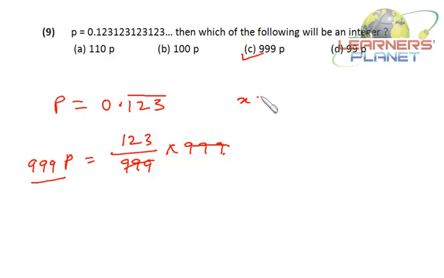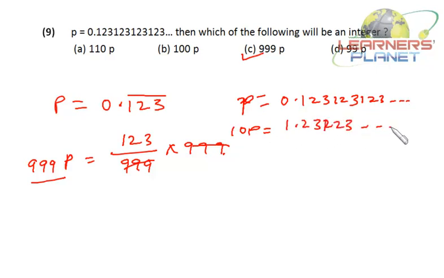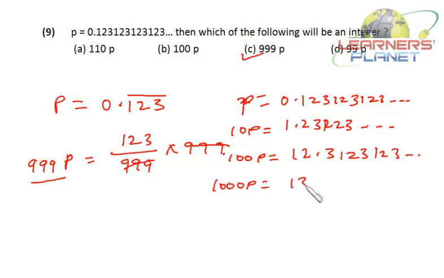Suppose p is equal to 0.123 bar. Then 10p will be 1.23123, 100p will be 12.3123, and 1000p will be 123.123. In these two expressions, I am having the same numbers after the decimal.